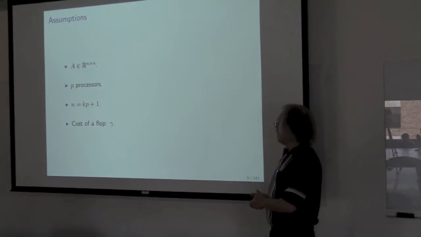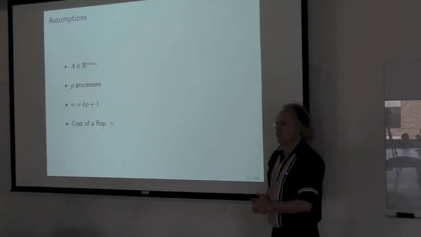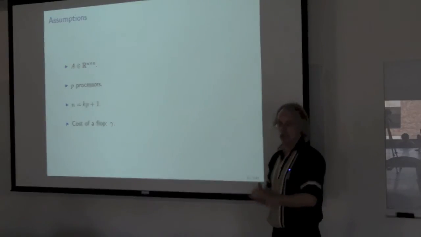We're going to take the cost of performing a floating point operation to be gamma. So think of that as a microsecond or something.